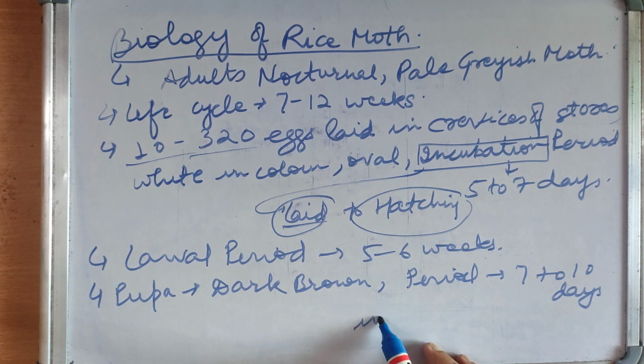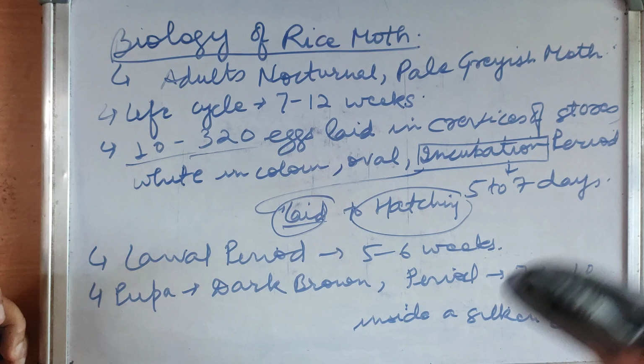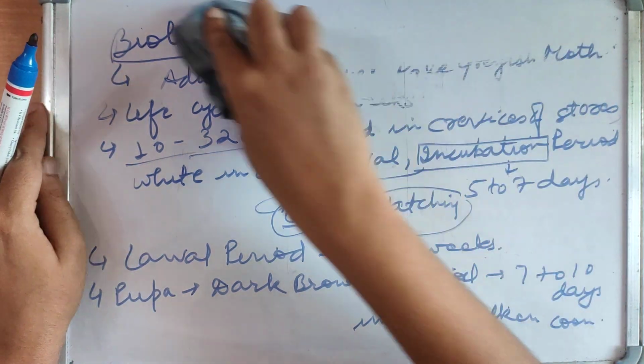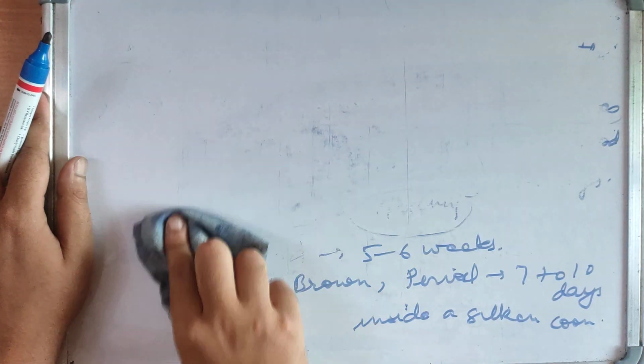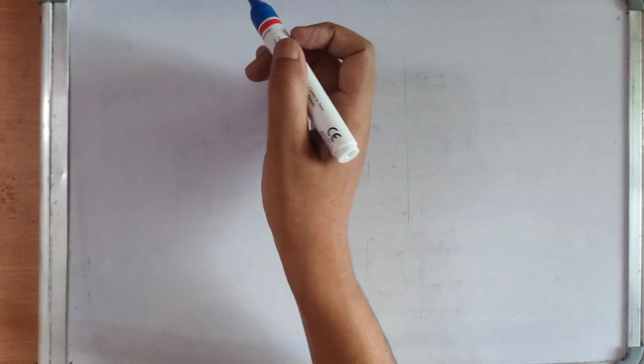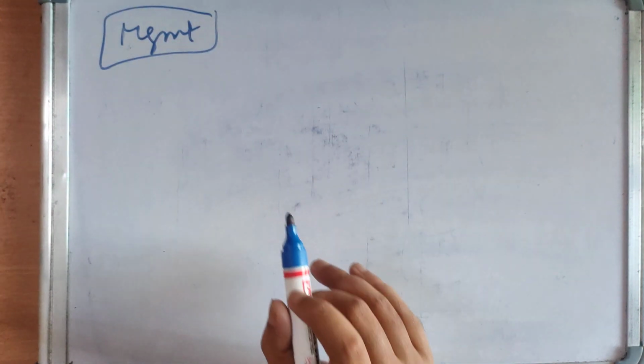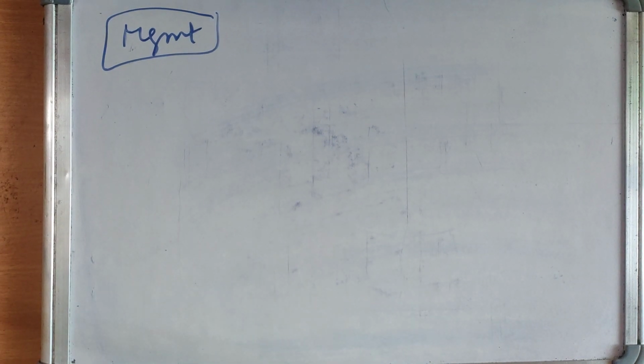Inside a silken cocoon, which we know as a cocoon. So this was the biology of rice moth. Now what is its management? The management of rice moth and of other stored grain pests of rice is quite similar, so you can use this for every one of them.